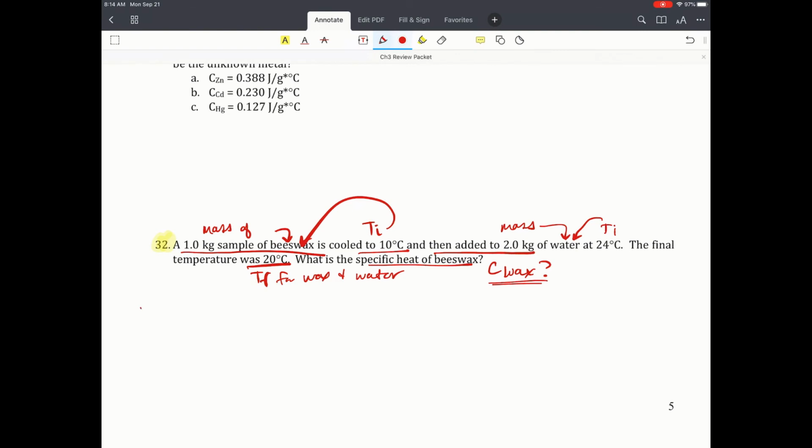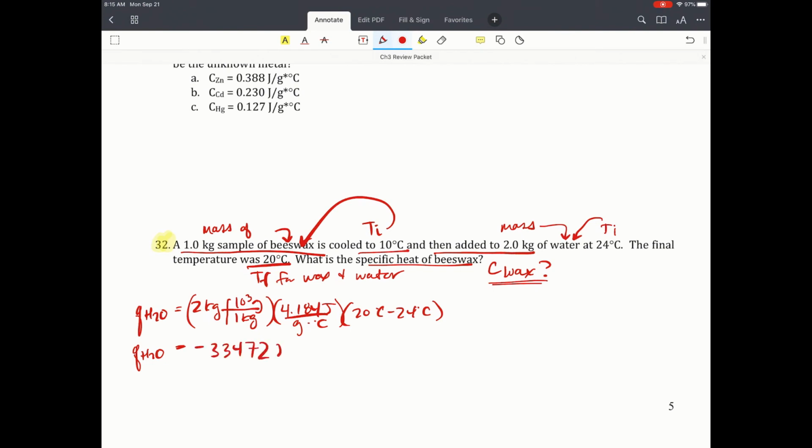Because that's what we've been talking about, right? When those molecules collide over and over again, they end at the same average kinetic energy, which in this case is marked by 20 degrees Celsius. So if we're trying to find the C of the wax, what that means is we have all the information we need to solve for the amount of heat from the water. Yes, we can solve for the heat of the water. We have T initial, T final, mass, and we always know the C value for water. So step 1 is to solve for the Q of water.